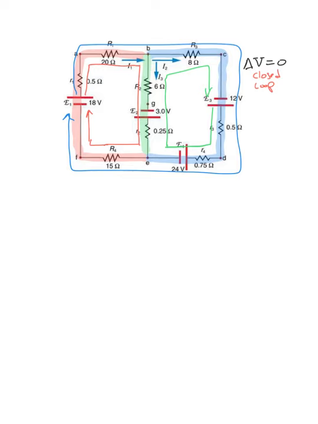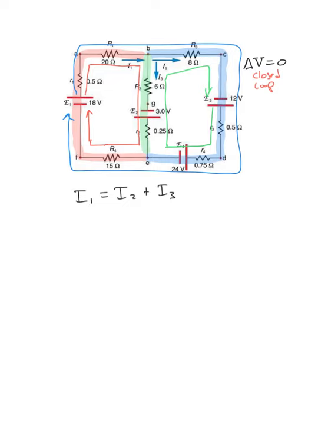Before we begin adding up our voltages around the loops, we can first look at Kirchhoff's current rule. We can see that if we look at point B, the current going into point B is I1, and the current going out of point B is I2 and I3. So using Kirchhoff's current law, we can say that I1 equals I2 plus I3.